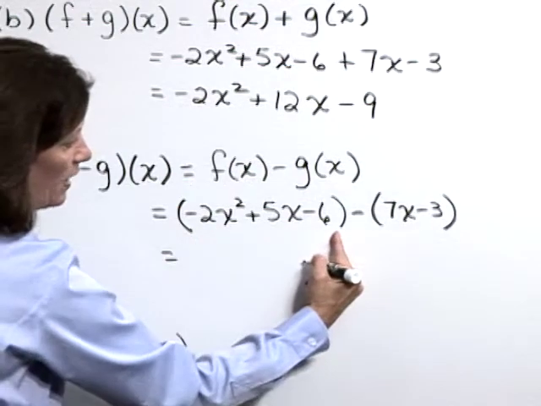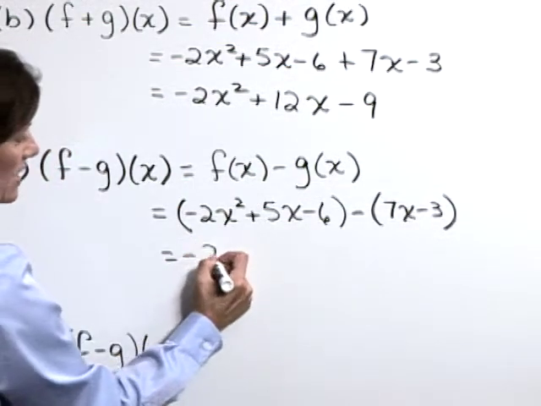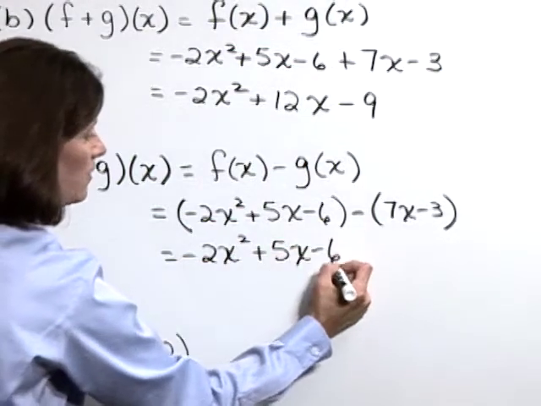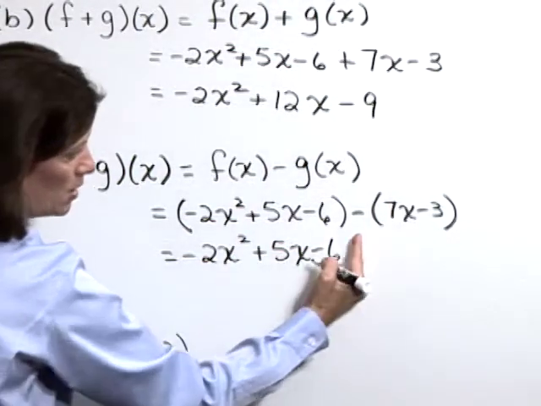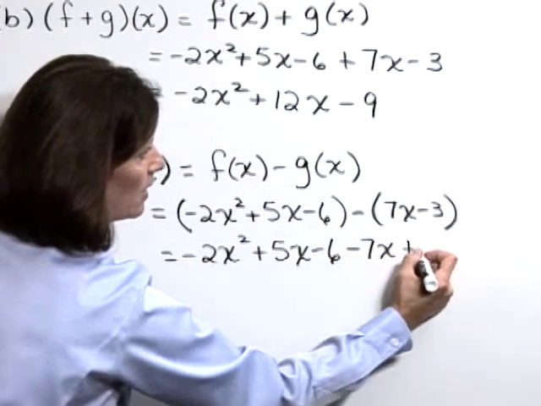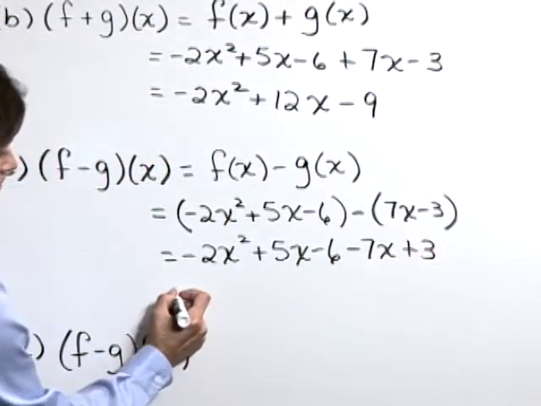We can write f of x without these parentheses as negative 2x squared plus 5x minus 6. Distributing now, we have a minus 7x and plus 3.